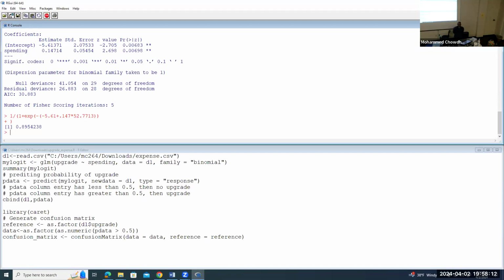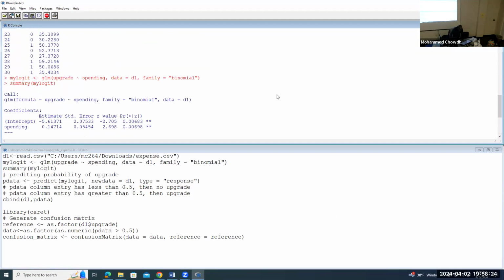0.891. So take a look at the data. The data says zero, so he did not upgrade, right? So this is a misclassification, right? Understand, this is a misclassification, but his probability is very high, right? You did not get it? Okay.